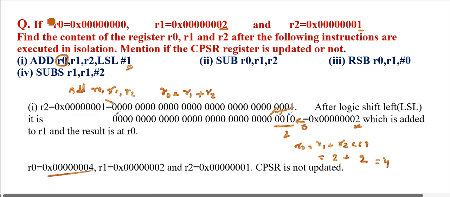The original value of R0 is 0. Now R0 is actually 4. The source operands R1 and R2 will have their original values. R1 is 2 only, and R2 is also the original value. Only the destination register value will be updated with the sum of those two registers. R1 is taken directly, but R2 goes through the barrel shifter, left shift by 1.